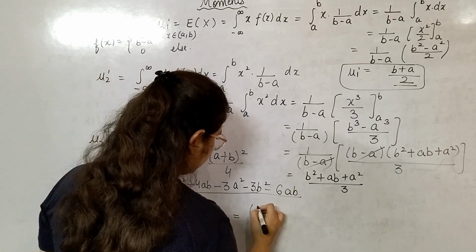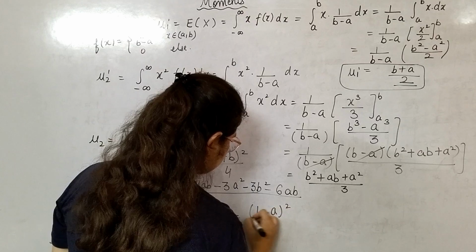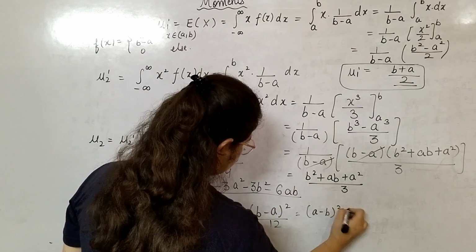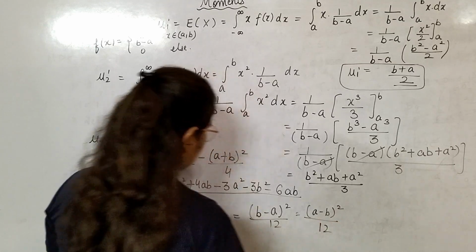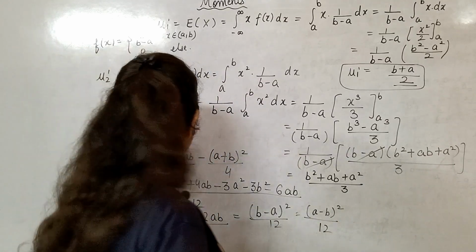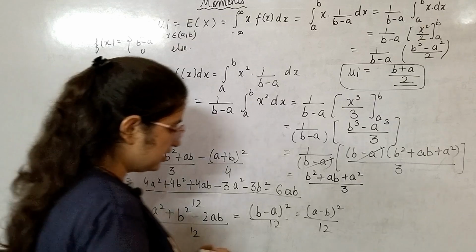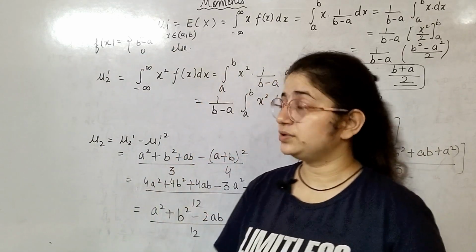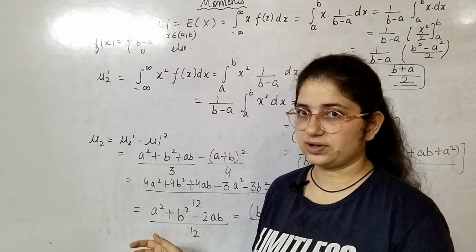So it will be (b minus a) whole square upon 12, and you can write (a minus b) whole square upon 12. This is your variance mu2. Alright, we will not calculate mu3 dash and mu4 dash, but if you want, you can proceed in the same way.